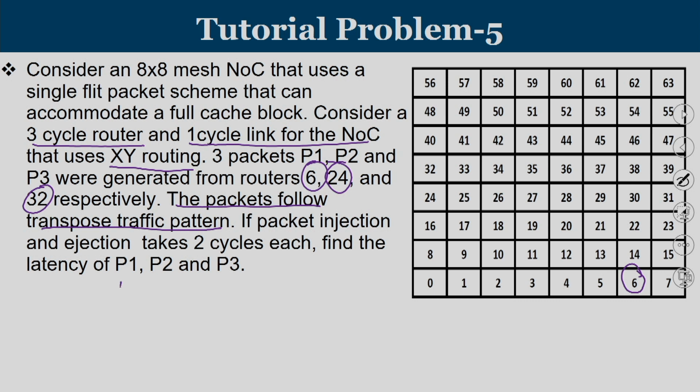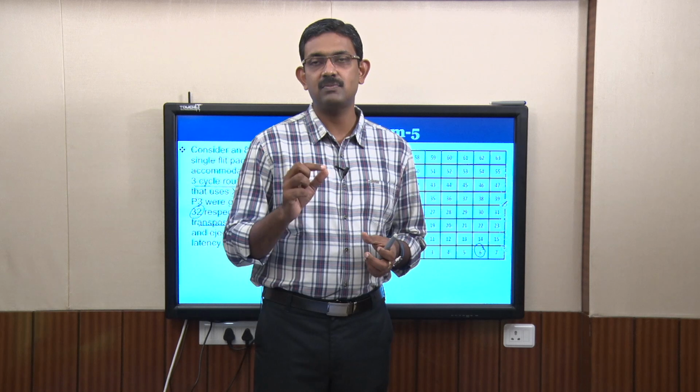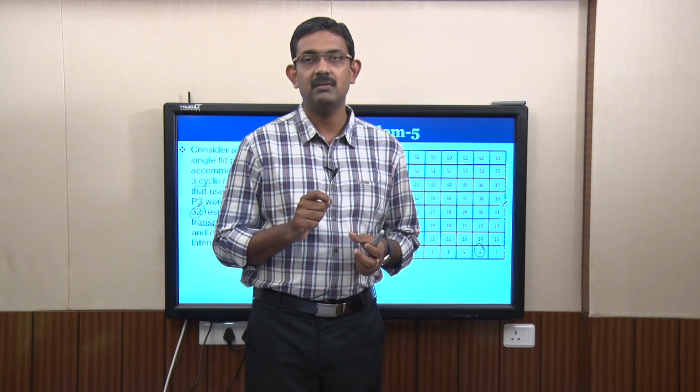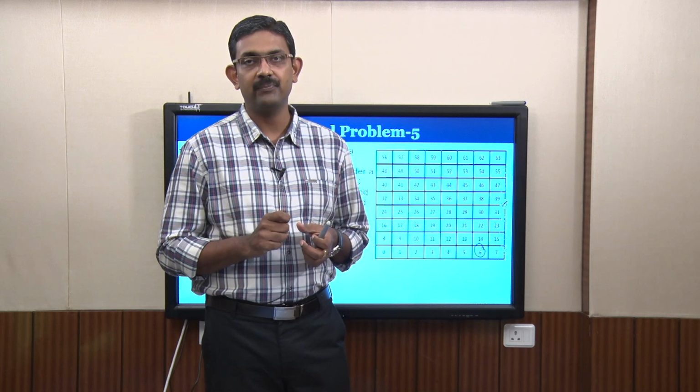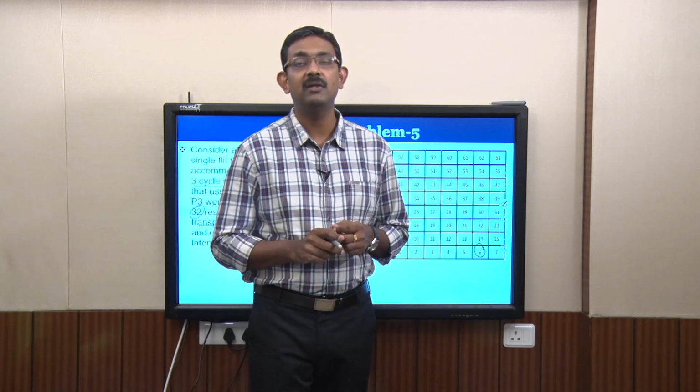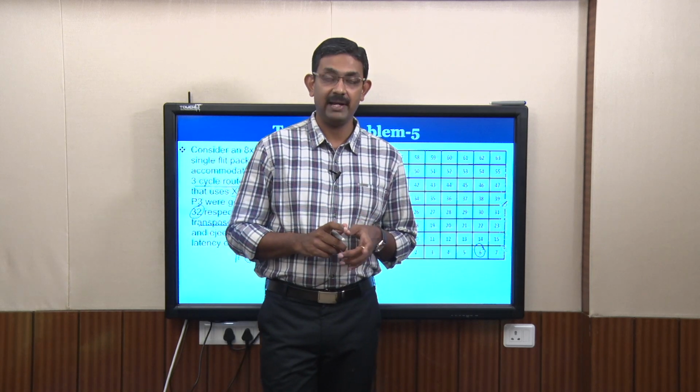So for packet P1, it is traveling from 6 and we have to find out its destination using the data given. It is a transpose traffic pattern. The meaning of transpose pattern is, when a packet is moving from row i and column j, its destination will be row j and column i.